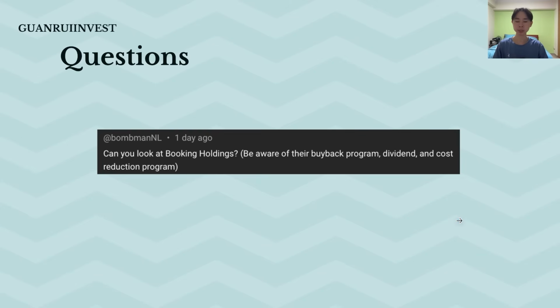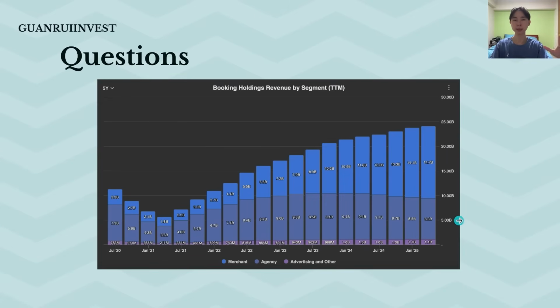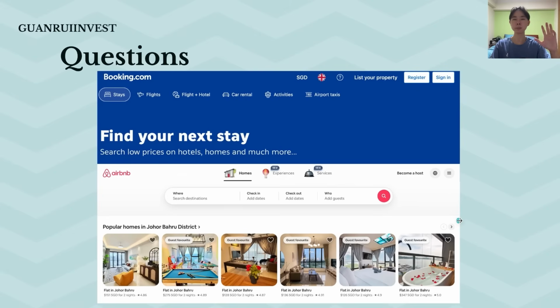The next question says, can you look at Booking Holdings? Beware of their buyback program, dividend, and cost reduction program. So for Booking Holdings, I think the company's fundamentals are great. The company has recovered from its COVID low back in 2020, 2021 or so, and the company is growing healthily on almost all fronts. But for Booking Holdings, this is my problem with the business.